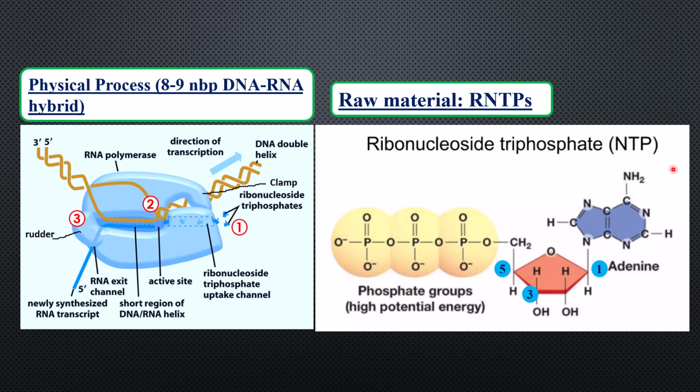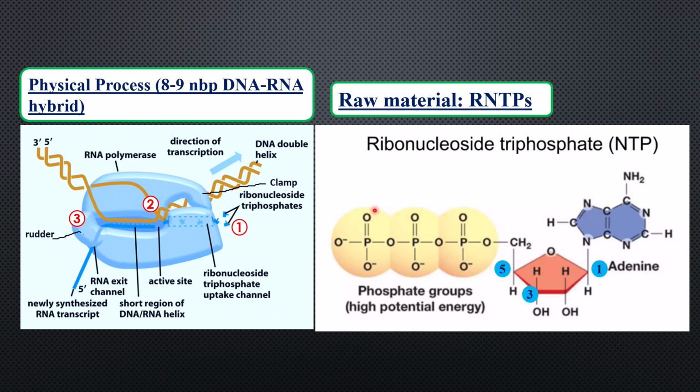Now, if we look at the chemical side, what's the chemical story behind this? Chemical story meaning in this active site, what is happening, how the RNTPs are coming and forming the phosphodiester bond, what kind of reactions happen. So we'll see that in the coming slide. But before that, let's see what the raw materials are.